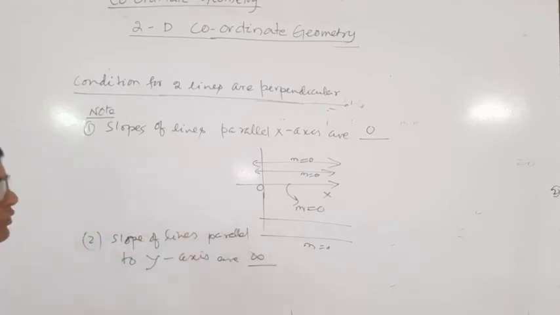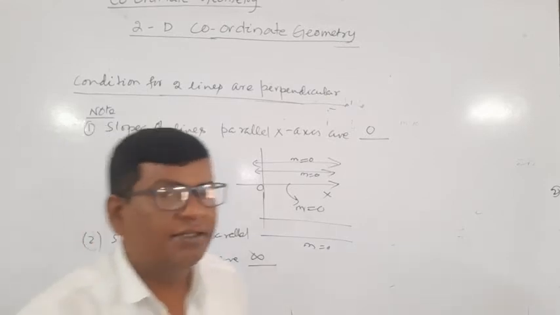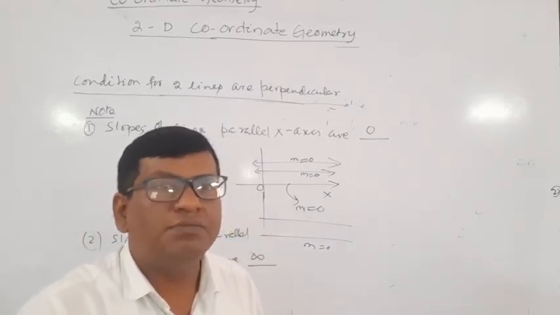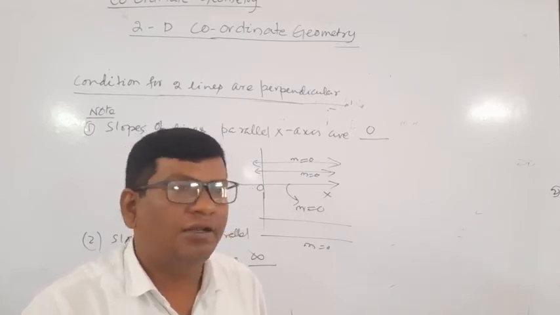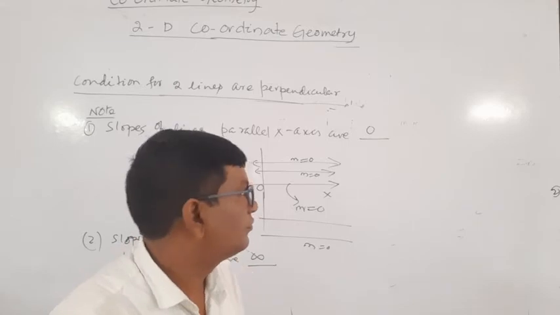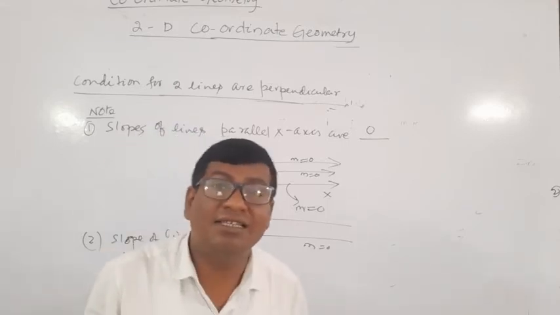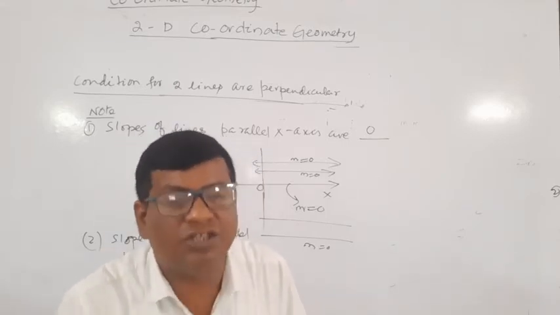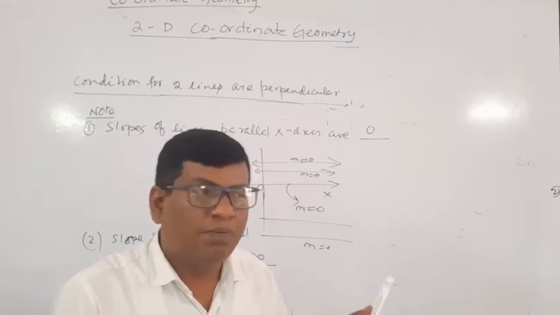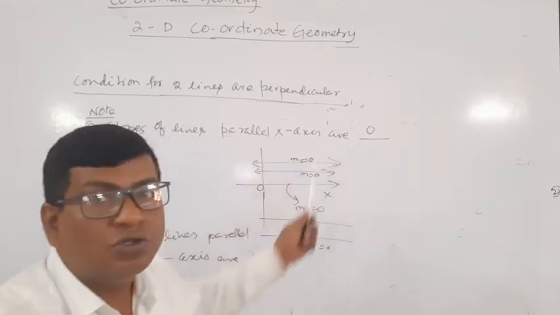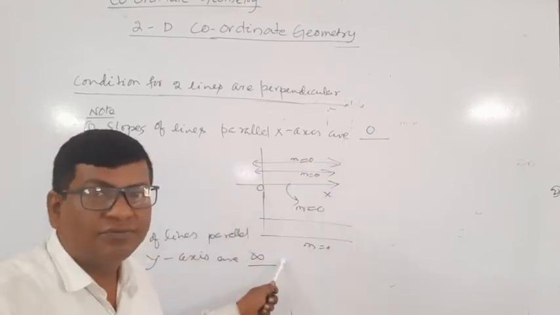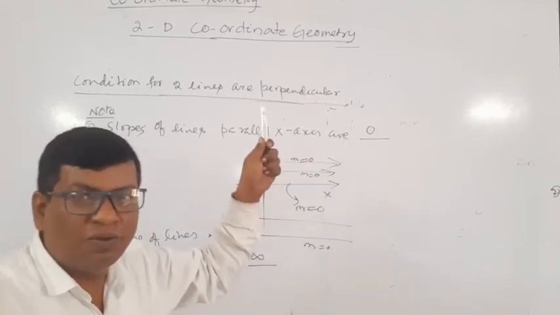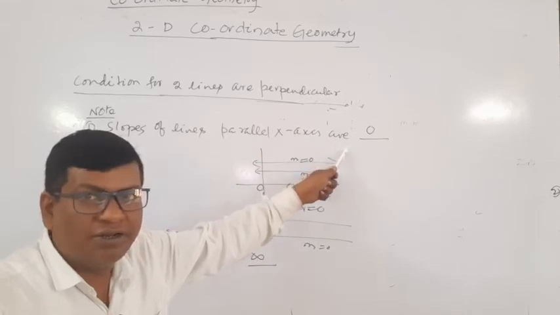If two lines are perpendicular, then the product of slopes is minus 1. So here the x-axis and y-axis are perpendicular to each other, but the slope of the x-axis is 0 and the slope of the y-axis is infinity. So multiply this. Is it minus 1? No. Why?